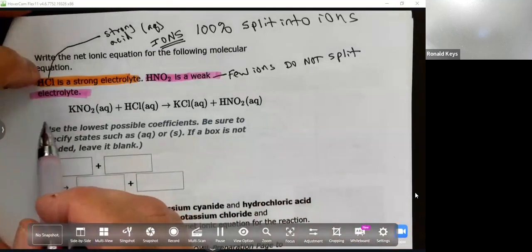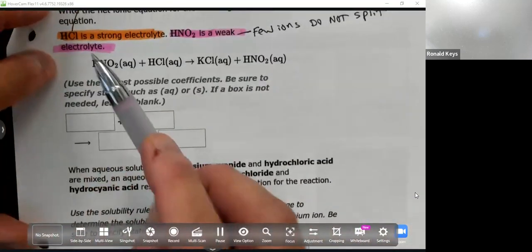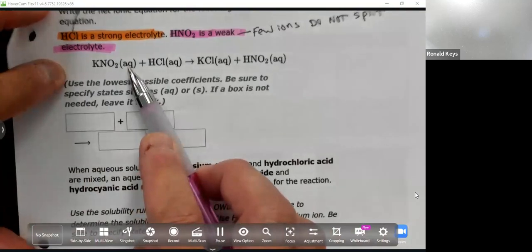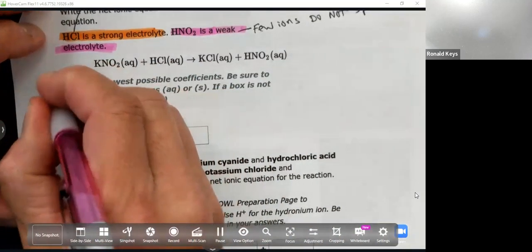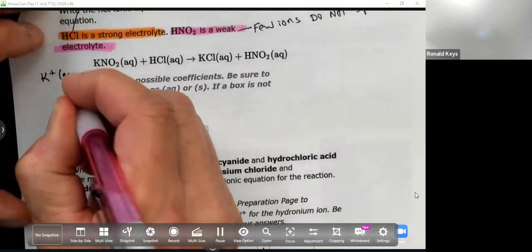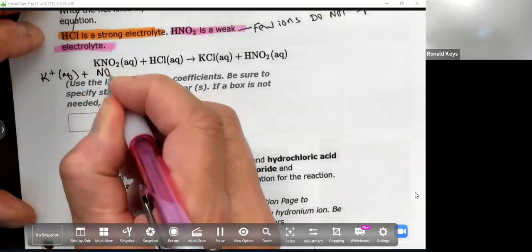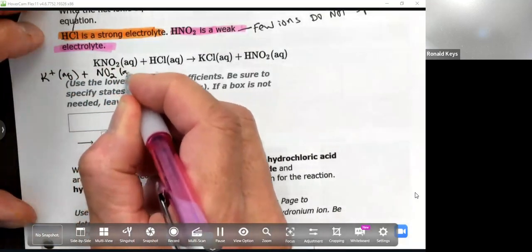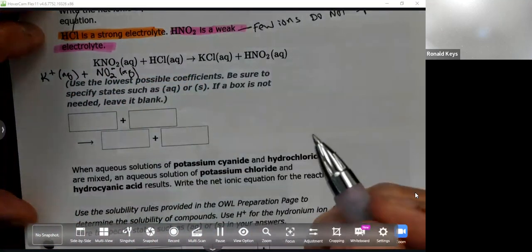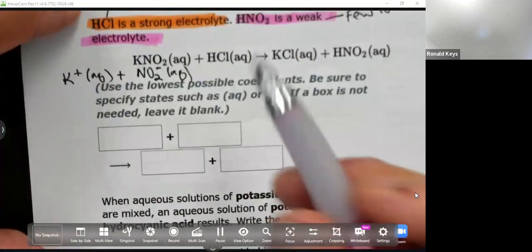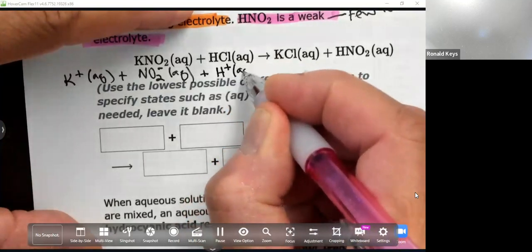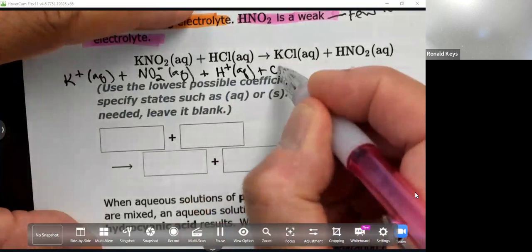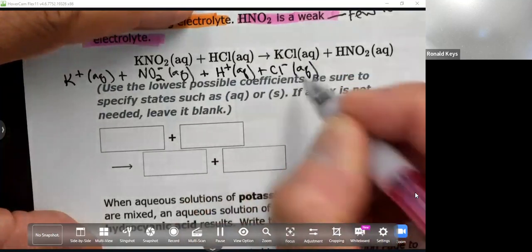Okay, so let's come over here. Is potassium nitrite going to split up? Potassium nitrite, for sure. It starts with potassium. So we're going to split this up into K plus aqueous and NO2 minus aqueous. HCl is a strong acid, so this is going to break up into H plus aqueous and Cl minus aqueous.